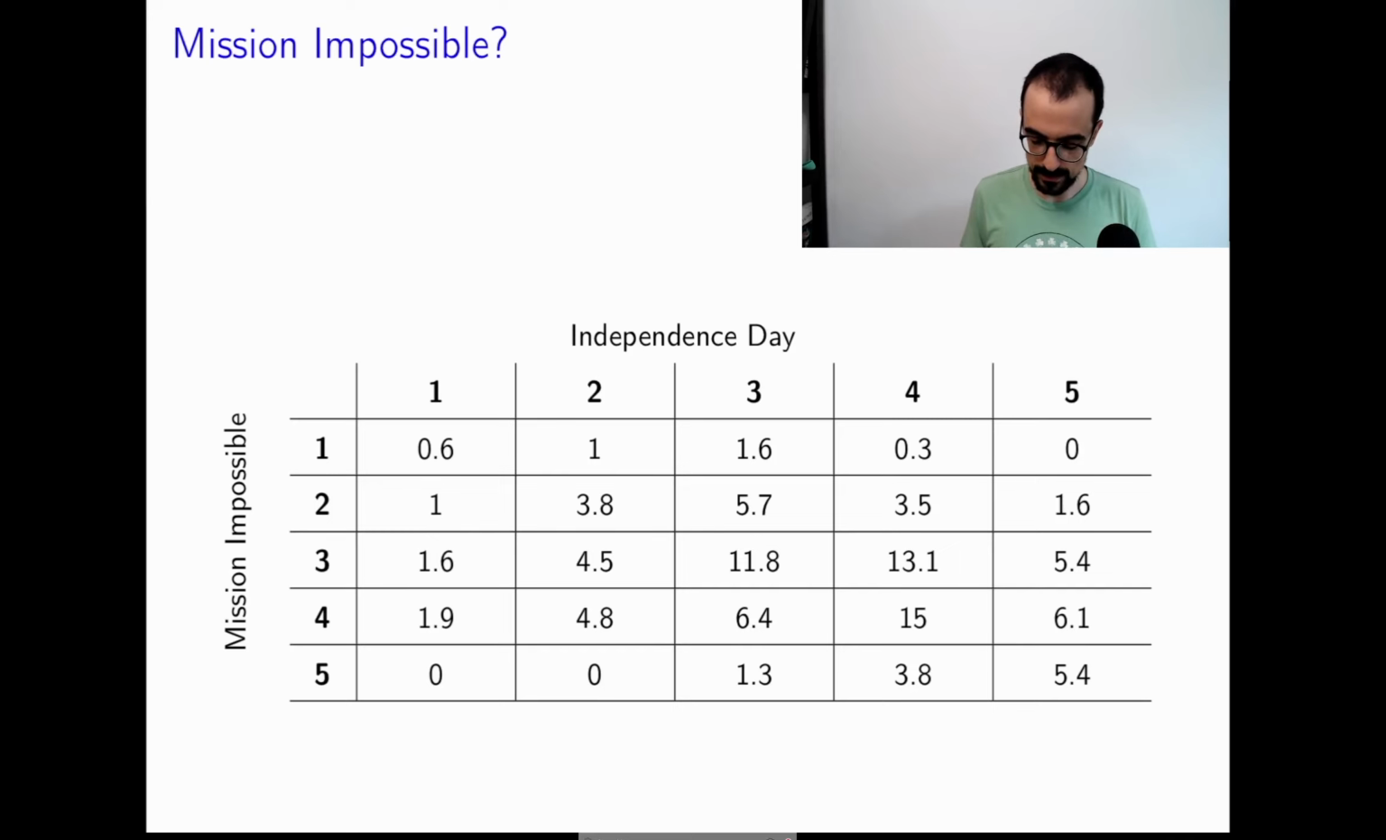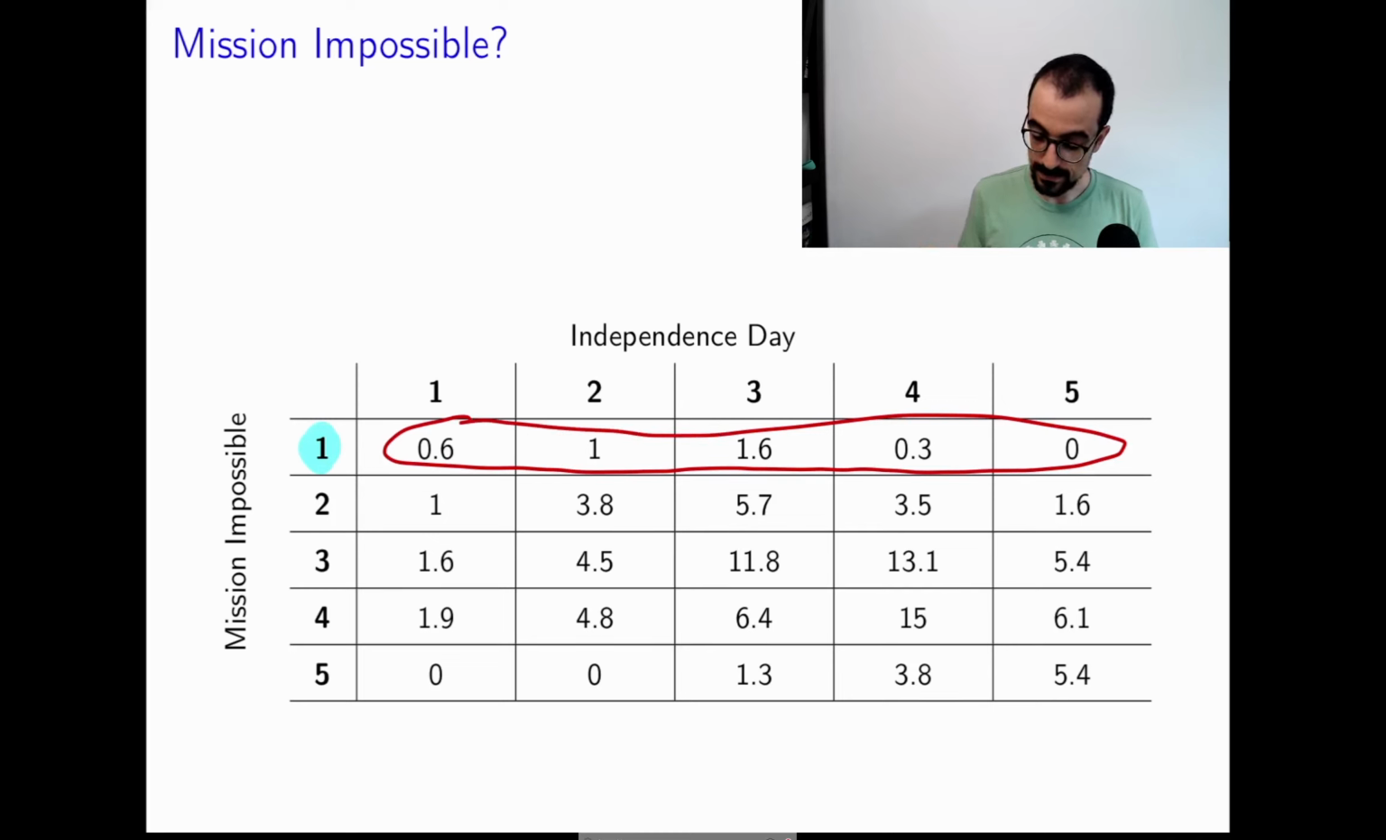Well, if I want to compute the probability that Mission Impossible got a rating of 1, then I have to add over this row. If I'm interested in the probability that Independence Day got a rating of, let's say, 3, oops, sorry, I didn't mean to do that. I meant to do this, a rating of 3. Then I have to add over this column. Okay, so adding over the rows will give me the ratings of Mission Impossible. Adding over the columns will give me the ratings of Independence Day.